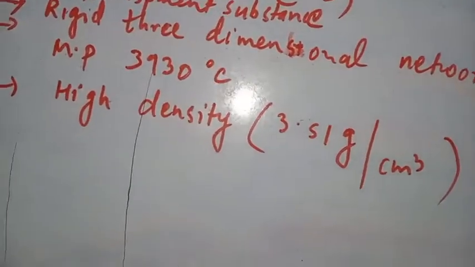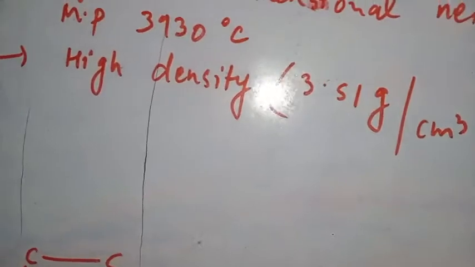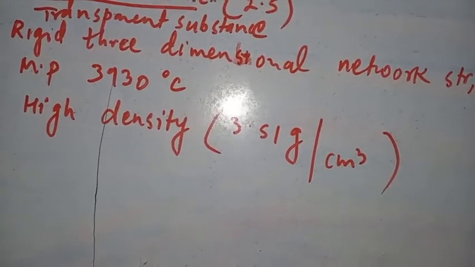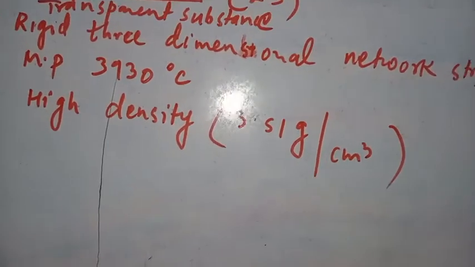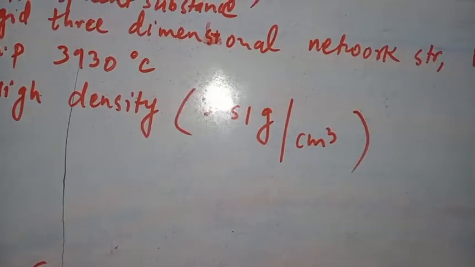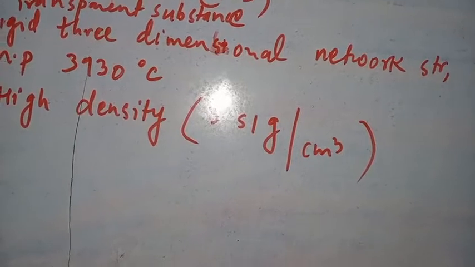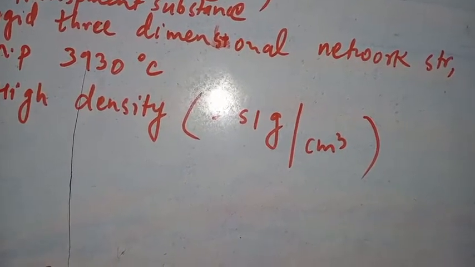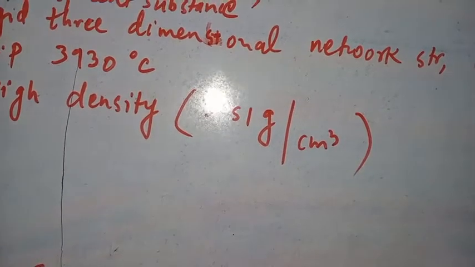3.51 gram per cubic centimeter. So you know that diamond has many applications. It is used in making jewelries. It is used in decorating the jewelries. And since it is a hardest substance, it is also used in cutting the hard materials like marbles, granite, etc. And sharp edged diamond is also used to remove the cataract from eyes.